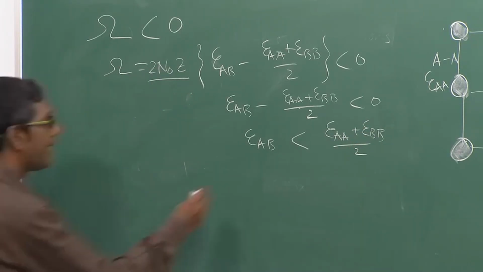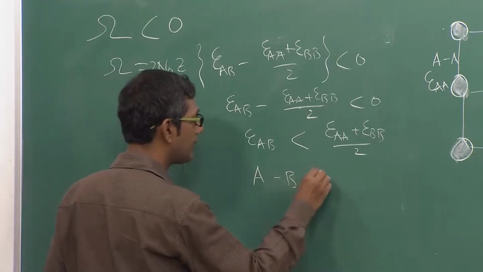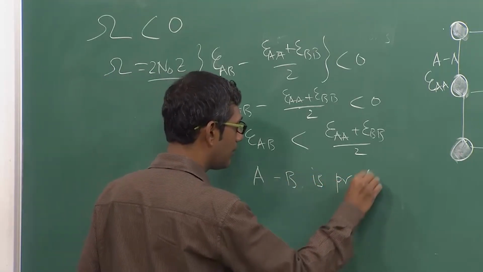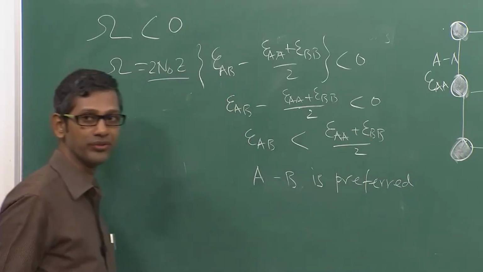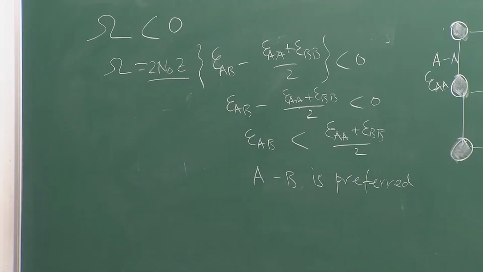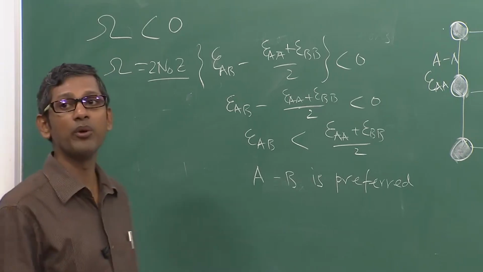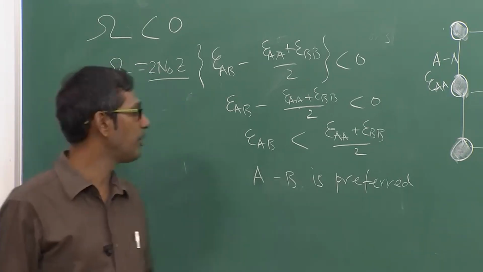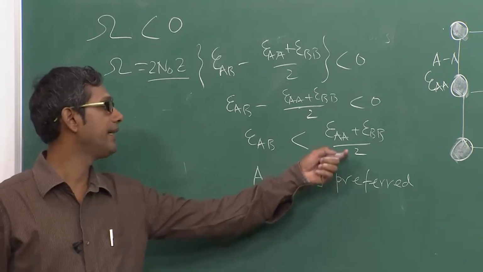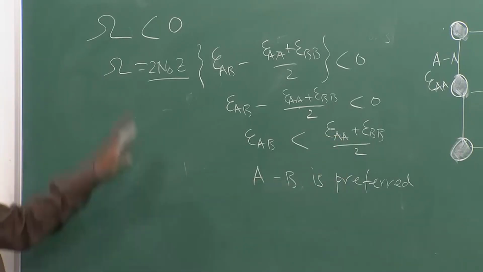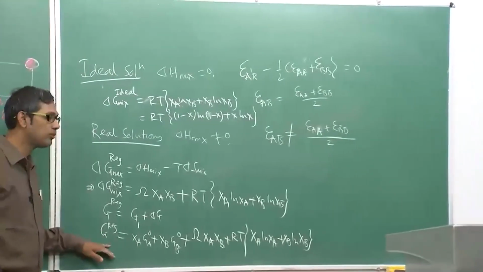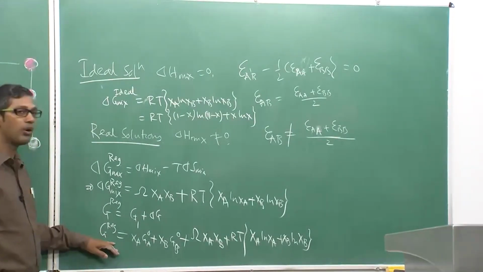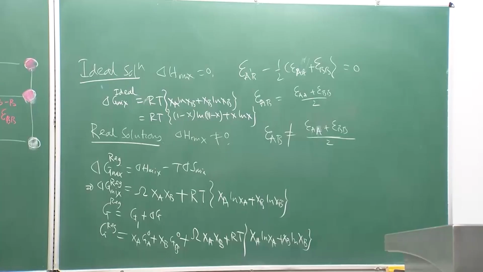That means the AB bond is preferred because it has lower bond energy, so they will prefer it over AA and BB bonds. This is equivalent to saying that solutions will be promoted because a solution will have more AB bonds than AA and BB bonds. Therefore, whenever sigma is less than or equal to 0, you will clearly understand that G for the solutions will be lower than for the individual mixtures. Okay, that is the thing.